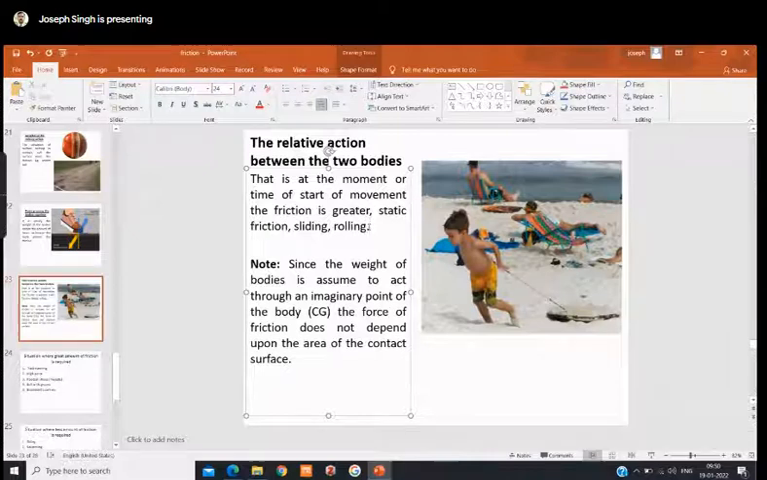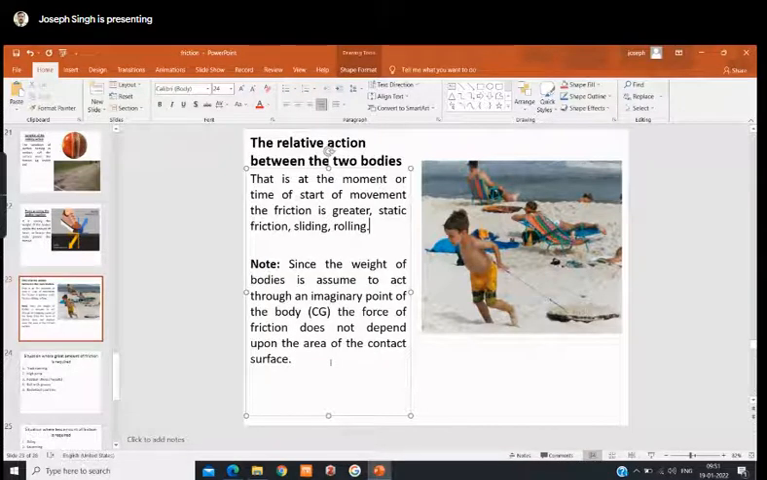So the relative motion between them is very important. Here in the note it is written that the weight of the body is assumed to act at an imaginary point of the body, the CG. The force of friction does not depend on the area of the contact surface. Like in this, the area of surface contact with the sand is more by comparison, but we are assuming that it is working only on the center of gravity, that is the CG.